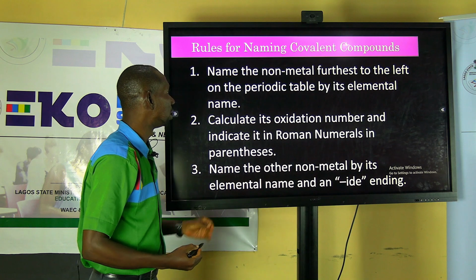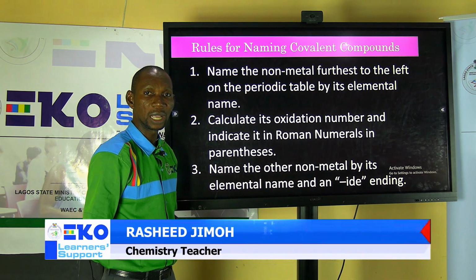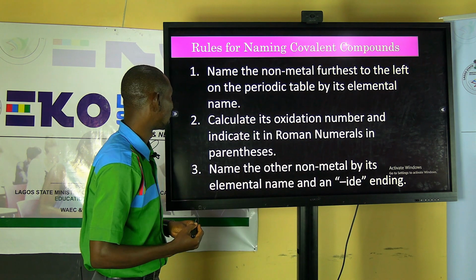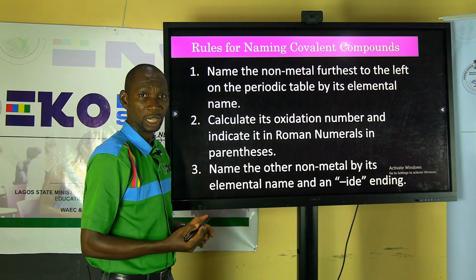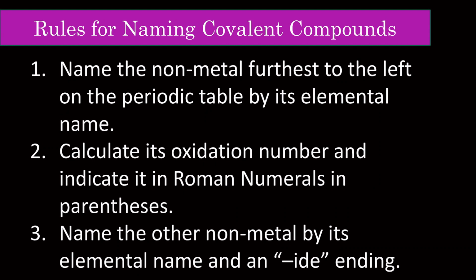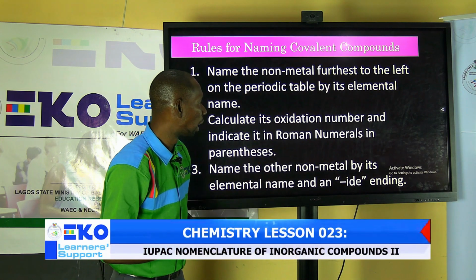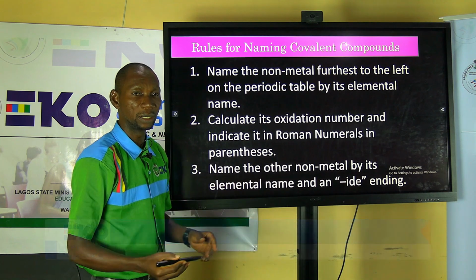Rule number 1, name the non-metal that is furthest to the left. Remember that covalent compounds are usually formed between two non-metals. So the one that is furthest to the left should be the first one you name, and name it by its elemental name. That is just by naming it. If it is carbon, then it is carbon. If it is nitrogen, it is nitrogen. The name doesn't change. Then calculate the oxidation number of that particular element and indicate what the figure is in Roman numeral. Put it in parentheses, or what we commonly refer to as brackets.